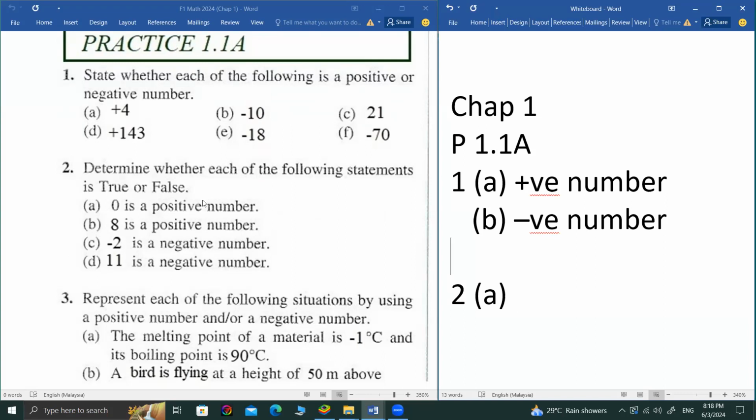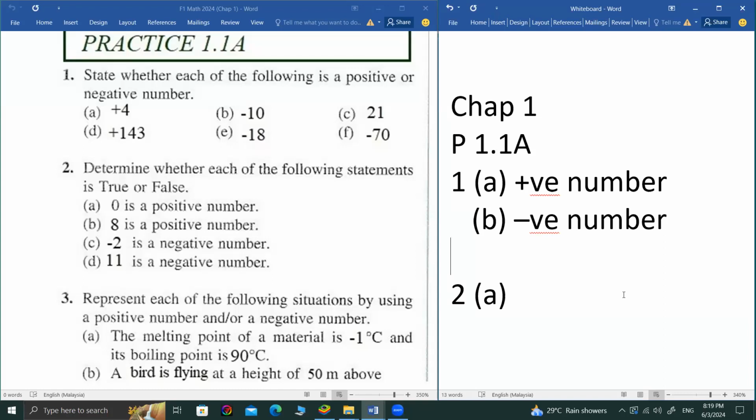So class, listen to me first, yeah? Although here didn't ask you to explain, later I want you to copy down my explanation. Why? In exam, sometimes the question will say, state the reason or explain your answer. So remember, 0 is not positive and also not negative. 0 is a whole number, a neutral number. You know the number line, 0 is the middle one, right? Then we got positive, we got negative. So 0 is not positive, 0 is also not negative.